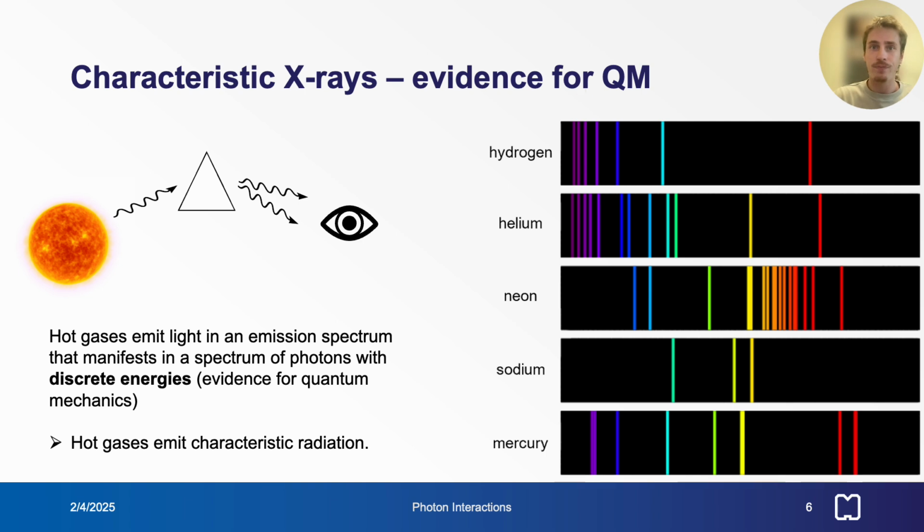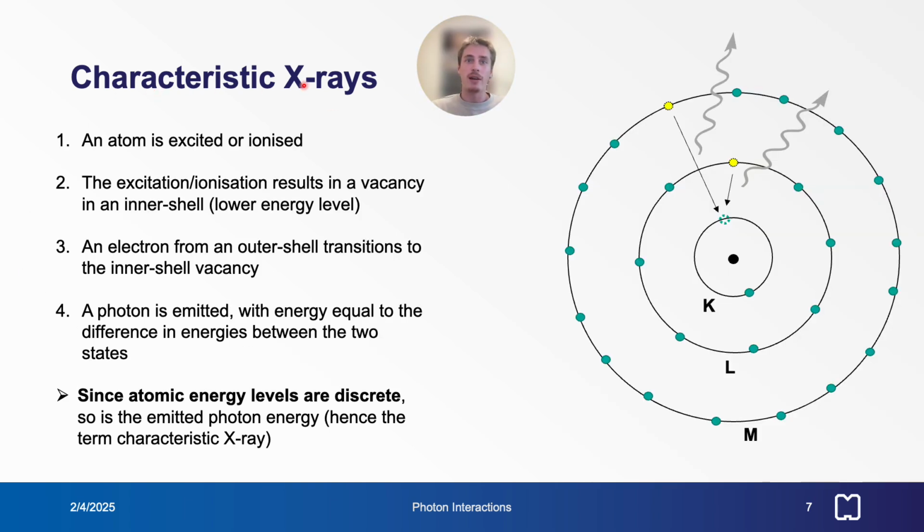The process for generating characteristic X-rays begins with an atom being excited or ionized. Now, this results in a vacancy in an inner shell at a low energy level. Now, an electron from an outer shell transitions to the inner shell vacancy. When this transition happens, a photon is emitted with energy equal to the difference in energies between the two states. Since atomic energy levels are discrete, so is the emitted photon energy, hence the term characteristic.